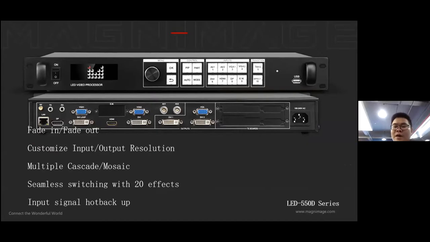For the functions, we have fade in, fade out. It's seamless. Also, we can customize the input and output resolution, and also do multiple cascade. For seamless switching, we can do 20 different effects. One more important function is input signal hot backup. For example, we have 2 inputs, 1 DVI and 1 DP or 1 HDMI. We can set up DVI as the input and set up the HDMI as a backup. Once the DVI is disconnected, we can use the HDMI as the input signal backup. It will switch automatically. This is very important for some events.